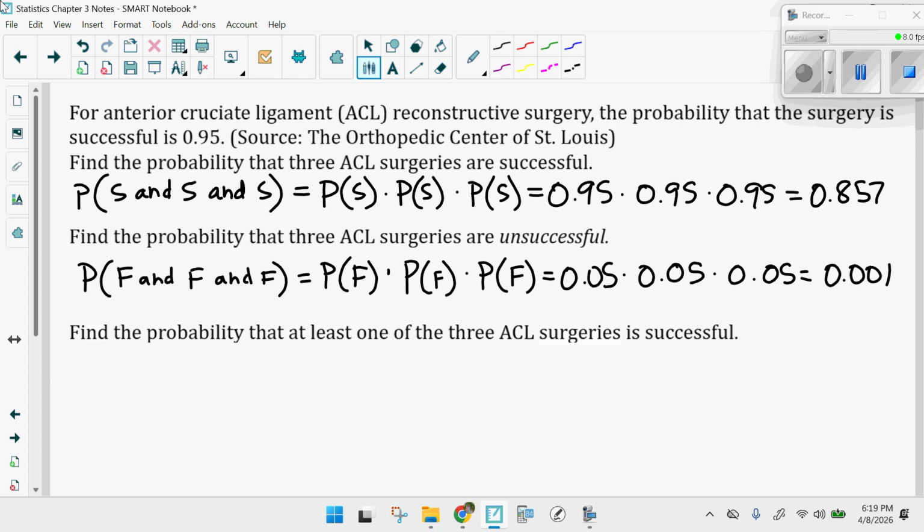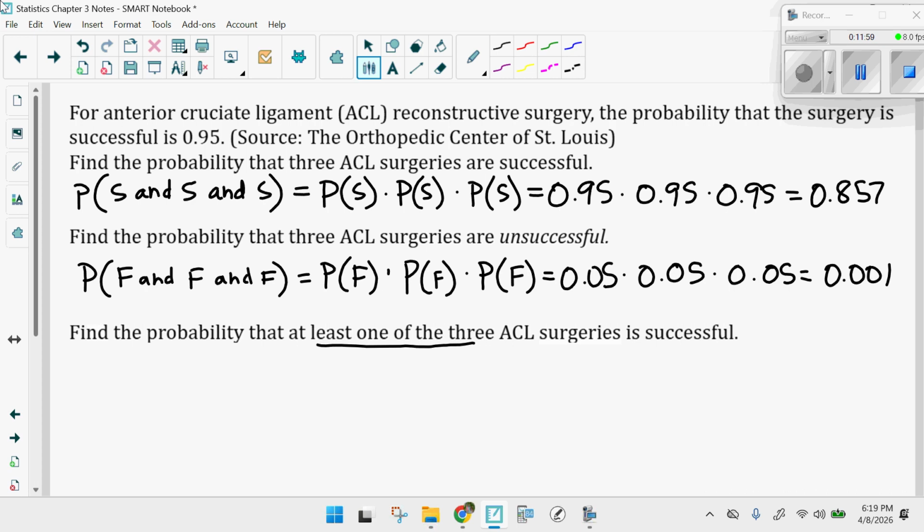And then lastly, find the probability that at least one of these 3 surgeries is successful. So we're going to find the probability that at least one. So that could mean that one of the surgeries is successful out of those 3, 2 of them are successful, or all 3 of them. So the total sample space is always going to add up to 100%. So the total possible probabilities add up to 100%.